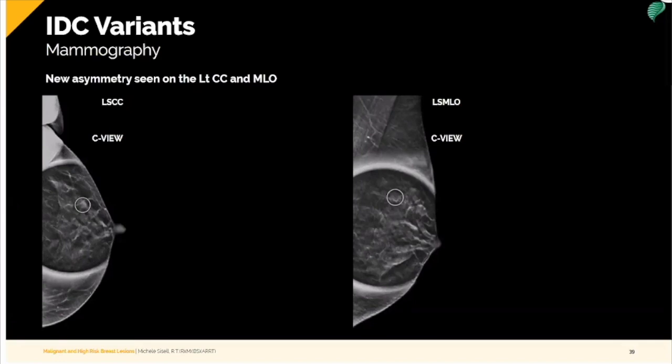In this patient's mammogram, a new asymmetry was seen on both the CC and the MLO. The patient was called back for additional workup. When the patient returned, the technologist performed spot views on both the CC and the MLO, with the asymmetry holding up and still visible.